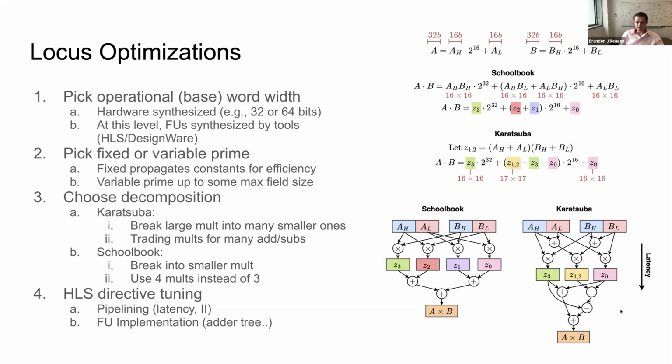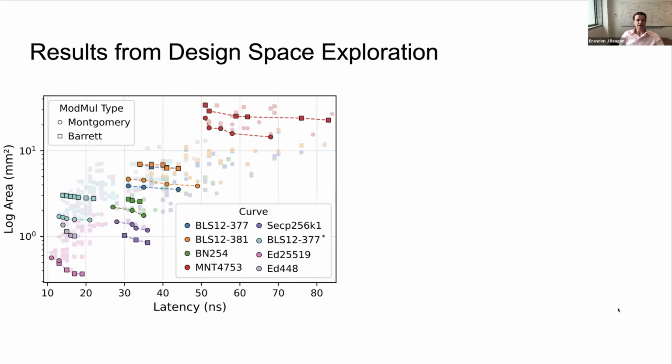So we implemented this thing and we used it to do design space exploration of all those different named curves for thousands of points. So what you can see here, all of these faded points, these are non-Pareto optimal solutions. Each of the colors represents a particular curve. You can see that in the legend here. And then the shapes of the points along the Pareto frontier indicate whether we're doing Montgomery reduction or Barrett reduction.